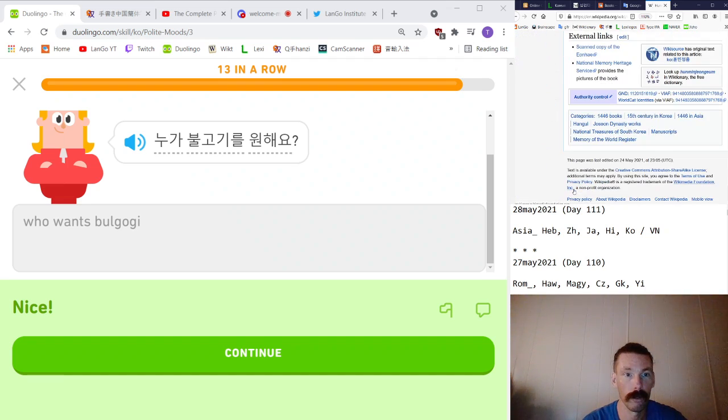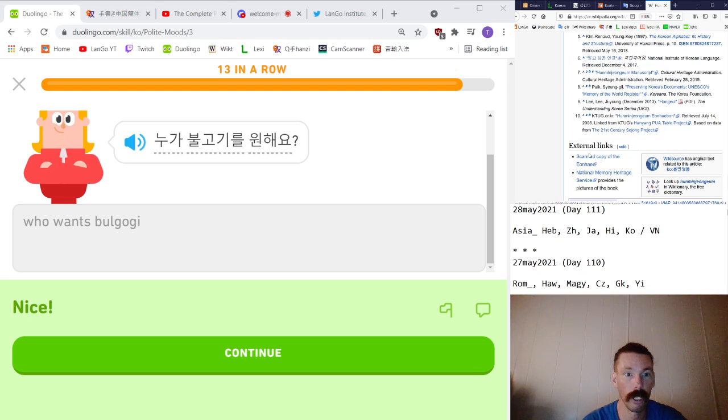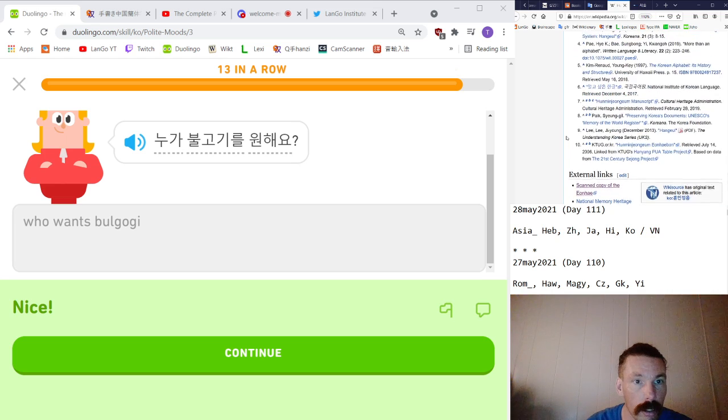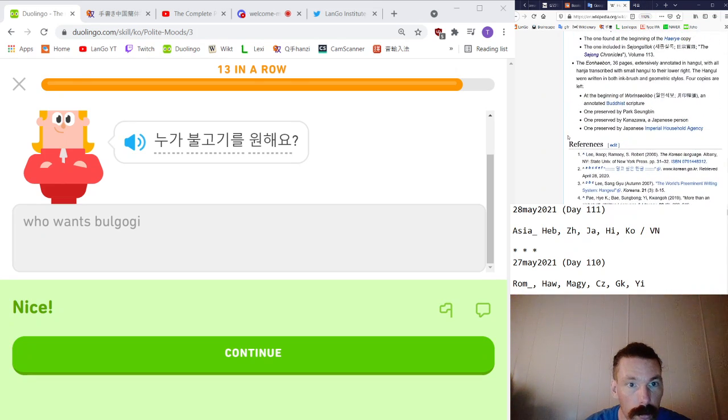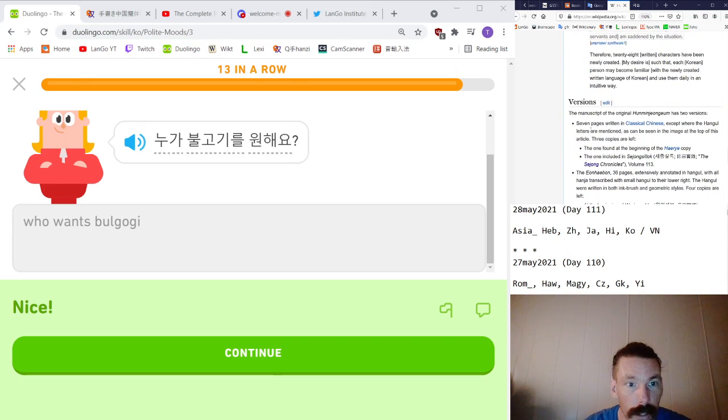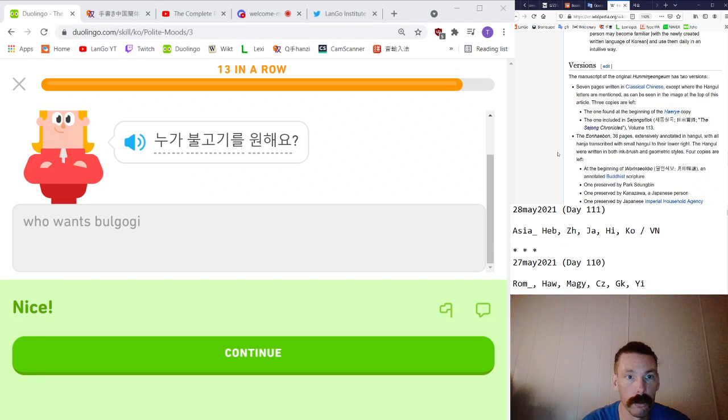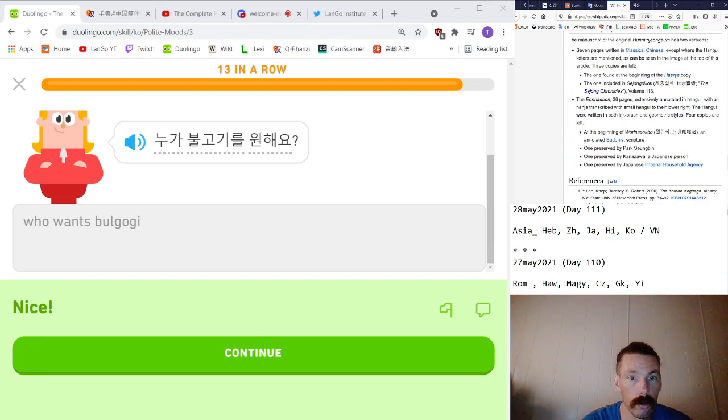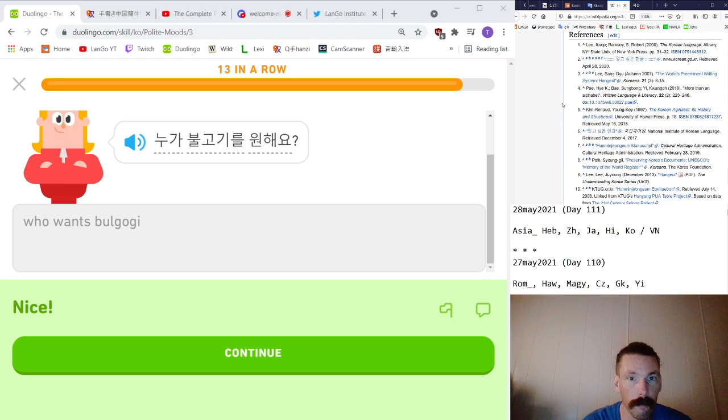So very often if we go to external links, if you click on the name of the document, it has a copy? External links here, references, versions, 7 pages written in classical Chinese. That's not what we want. The one found at the beginning of 88, the one included in Sejong Shillok. There's that recording word we mentioned, the Sejong Chronicles. One preserved by Japanese Imperial Household Agency. The world's preeminent writing system, Hangul.